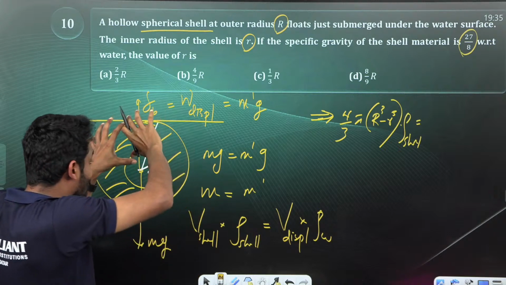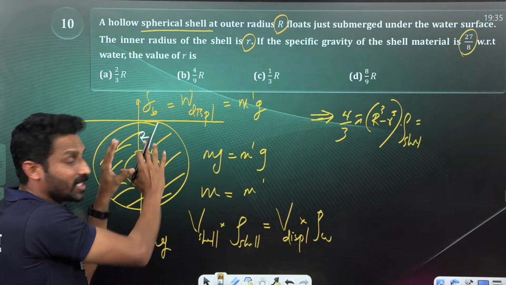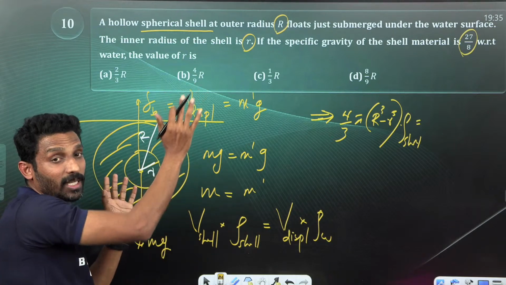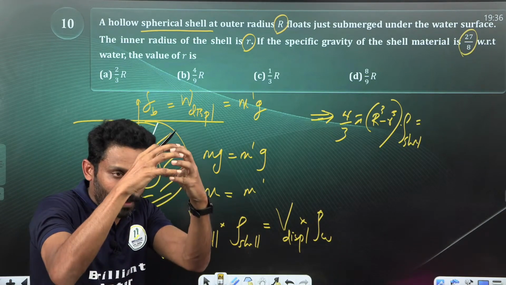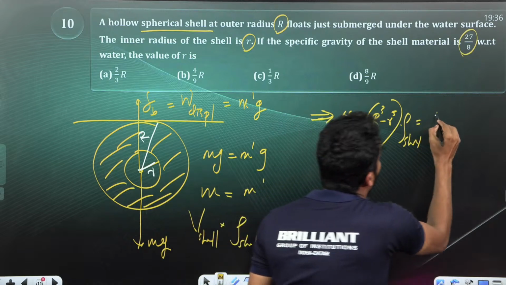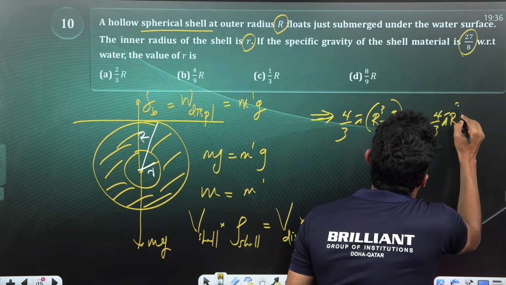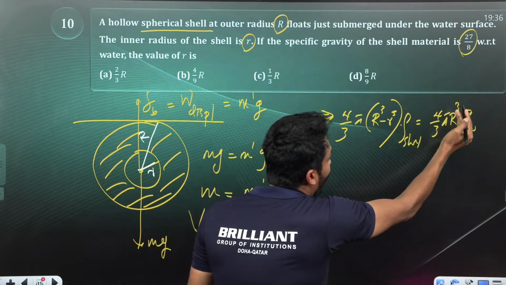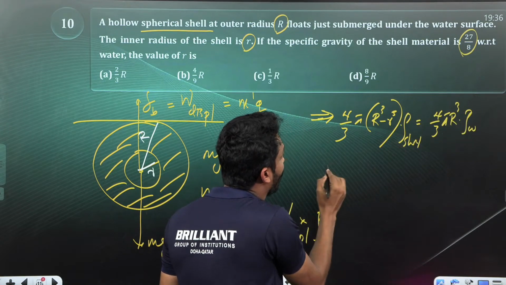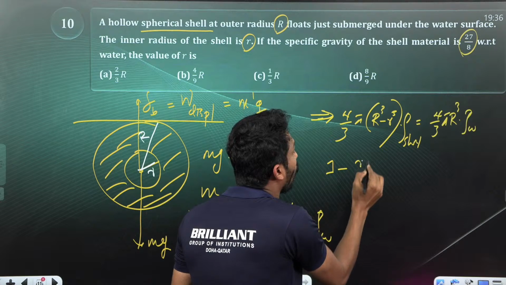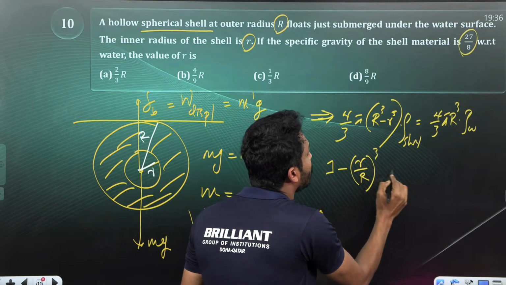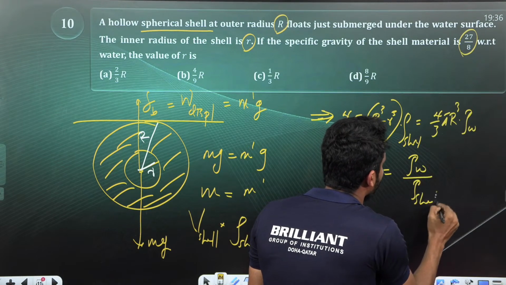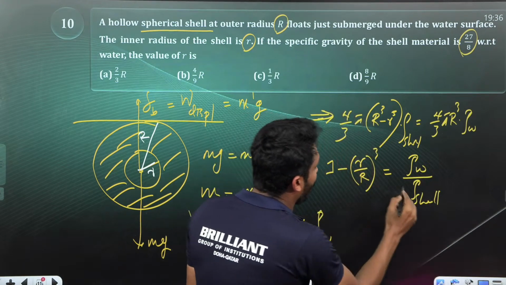See, actually this shell is a spherical one, and it is completely immersed. So how much volume of water will be displaced? 4 by 3 pi R cube will be displaced, then into the density of water. 4 by 3 pi is cancelled, isn't it? Then R cube taken to this side, we get R cube by R cube is 1 minus r cube by R cube, which is r by R all cube. This is equal to density of water divided by density of shell. Okay, yes. Now what is this one given?